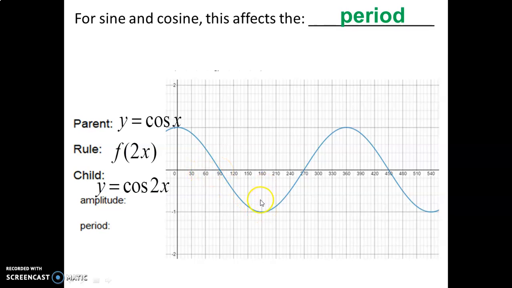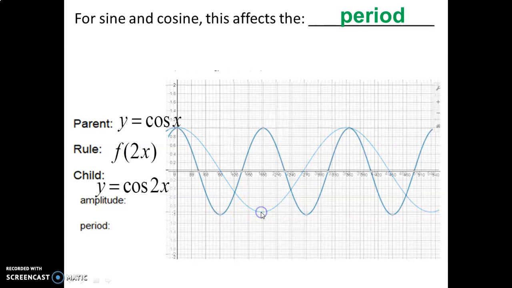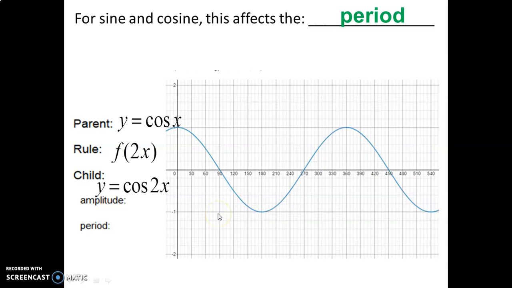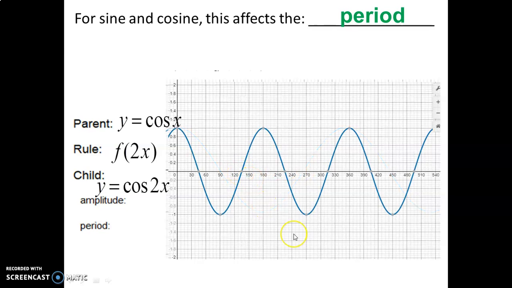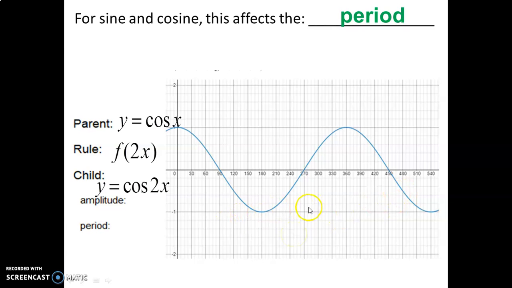Or this one that is at 180 is going to be at 90. Let's check that one out. So that 180 should become 90. There it is. Or this one that's at 270 should be now at 135. So crossing the axis should be at 135, somewhere here. There it is, 135. So everything became half its width. And the entire cycle began here, went to here, and finished at 360. It's back to its starting place.